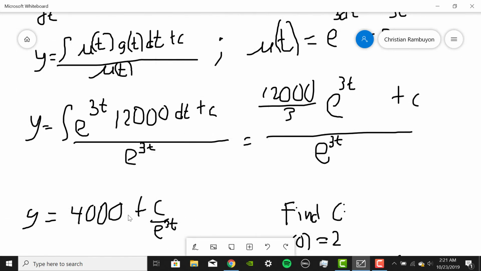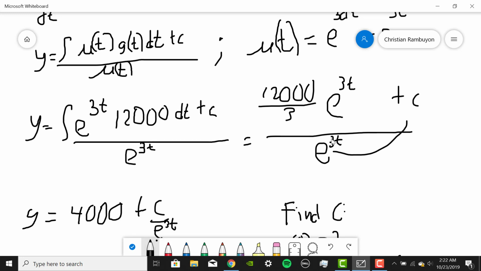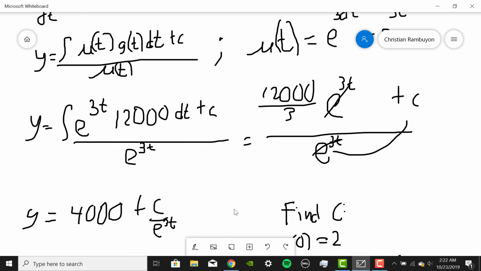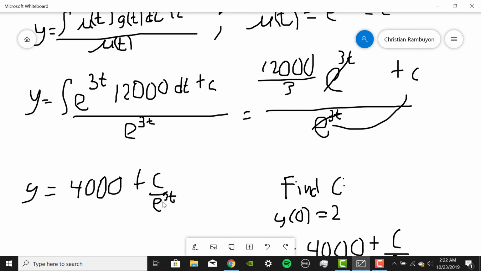Did you know that you can cancel out the e raised to 3t on this side, even if there is an operation beside it, by separating these two terms? So as we separate it, the e raised to 3t over e raised to 3t is cancelled in the 4000, which makes it a whole number, and the c becomes plus c over e raised to 3t.